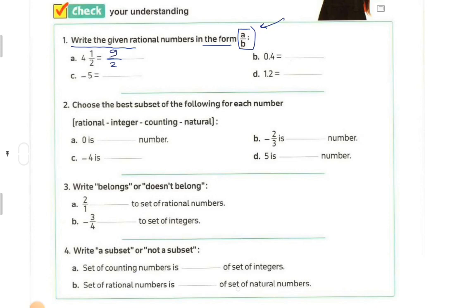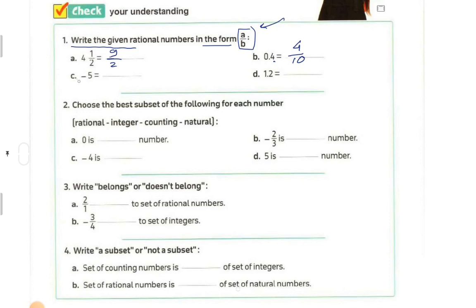Okay, next B, 0.4. 0.4 is a decimal number. I need to change it to a fraction. I know that when we have 4 in the tenths place, we put 4 over 10. Why 10? Because 4 is in the tenths place. 4 over 10 equals 0.4.